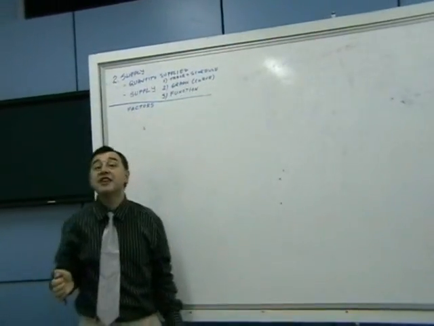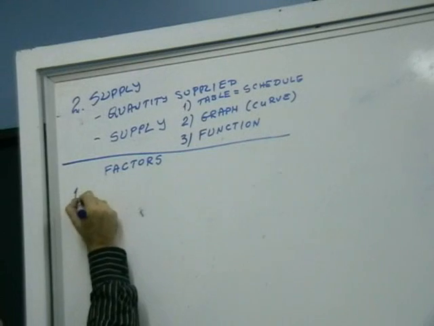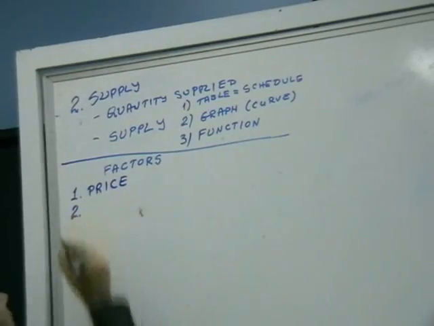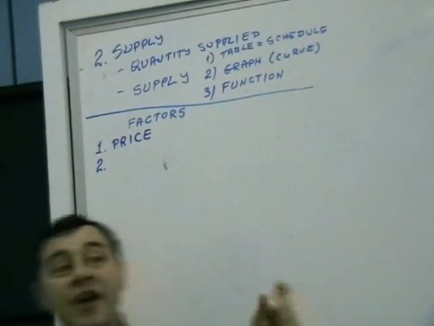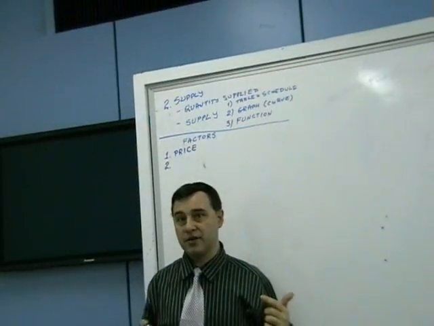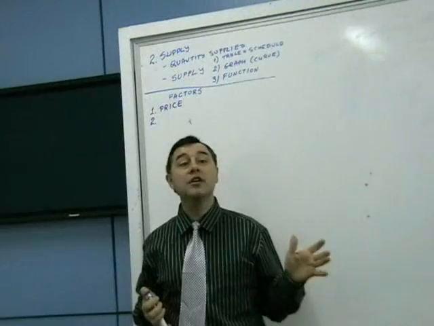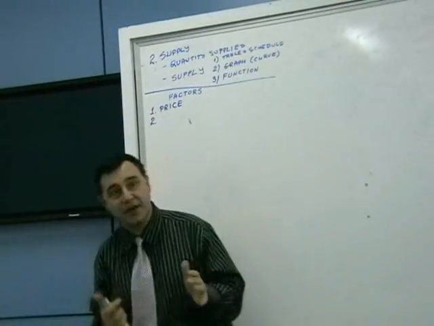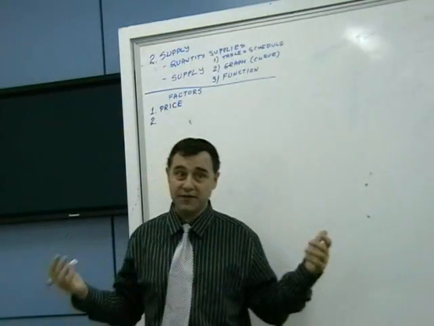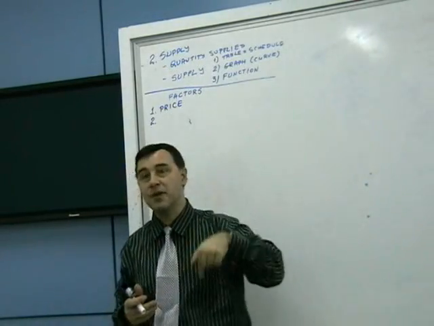Then you have factors which determine supply. In other words, what does the supply depend on? And the first one is the price. Let's clarify immediately. When the price changes, we move along the supply curve. When any of the other factors changes, the supply curve will shift. When we don't know up or down, we just say supply changes or supply shifts. If we know it's positive, supply increases. If we know it's negative, supply decreases.